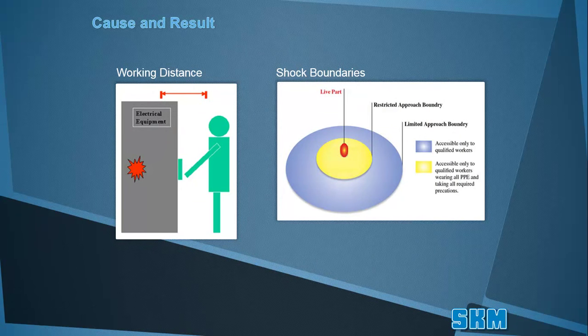The working distance is based on the voltage level and equipment type. It should be measured from the worker's face or chest, whichever is closer during the work task. The shock protection boundaries shall be applicable where approaching personnel are exposed to energized electrical conductors or circuit parts. There are two boundaries, the limited approach boundary and restricted approach boundary.